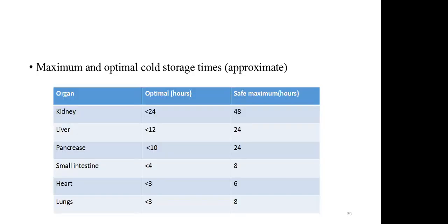Then optimal cold storage times for various organs. As we can see from this table, the kidney has the highest storage time. Then the heart has the lowest time, about less than 3 hours, the safe maximum being 6 hours.